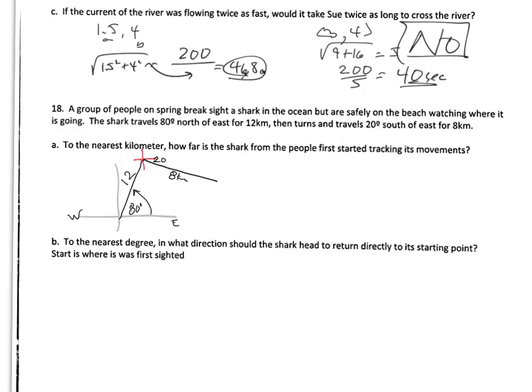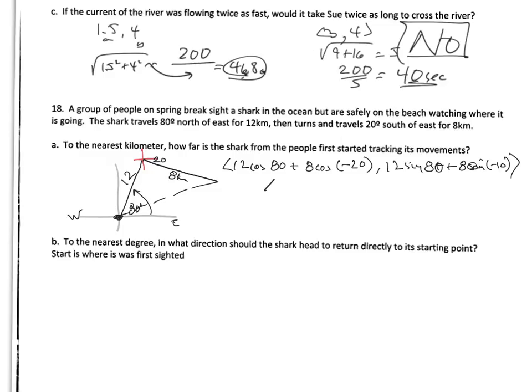To the nearest kilometer, how far is the shark from the people when they first started watching it? So the people are here, and this is what we're looking for. We have to put this in component form first. 12 cosine 80 plus 8 cosine of negative 20, and then 12 sine 80 plus 8 sine negative 20.